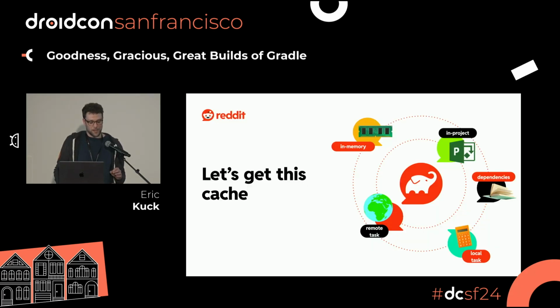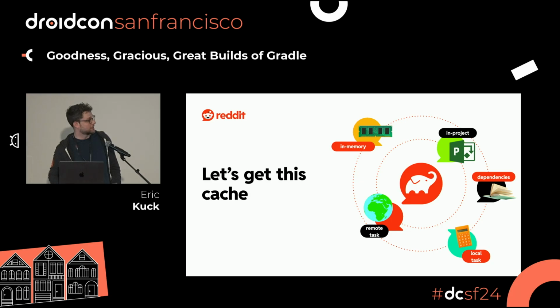Talk a little bit about caching. There are lots of different layers of caching. So there's the in-memory cache. That is basically the Gradle daemon. In project, those are going to be your build folders. Your dependency cache, that's in your home directory, the .gradle folder, I guess. It has all your dependencies that are shared between all your builds.